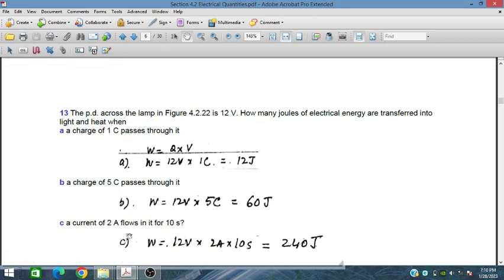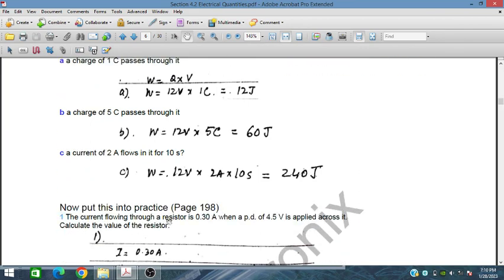A current of 2 amperes flows in it for 10 seconds at 12 volts. This is 2 amperes and 10 seconds. V, I and T. So this is 240 joules. Now put this into practice, page 190.